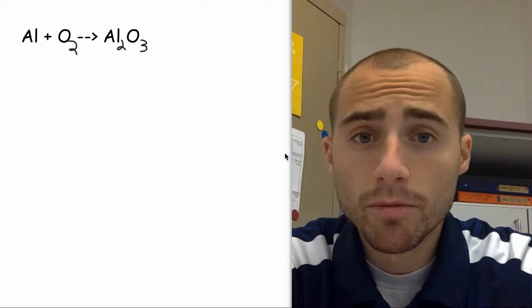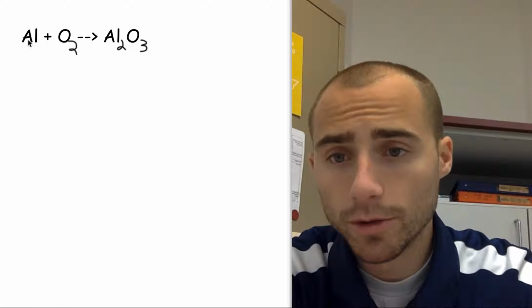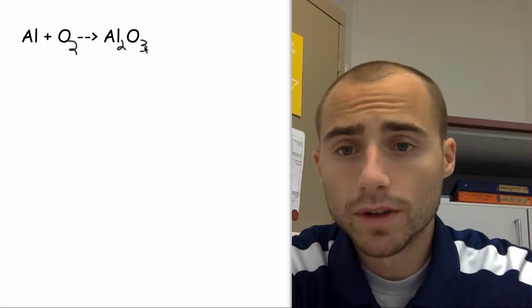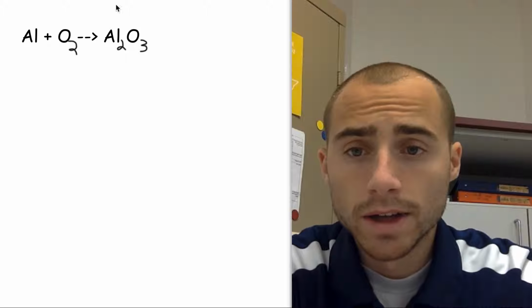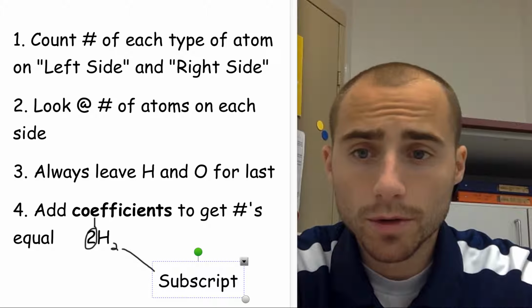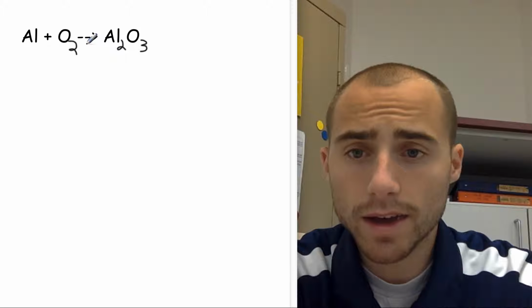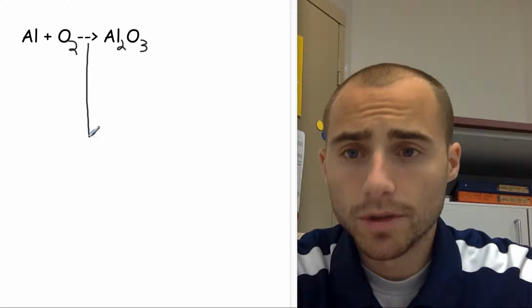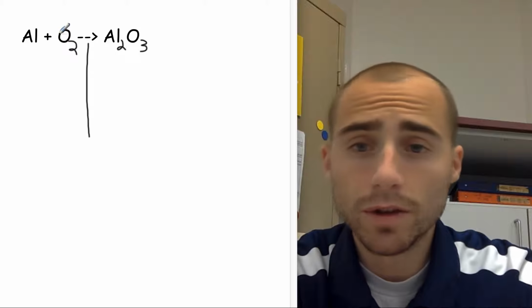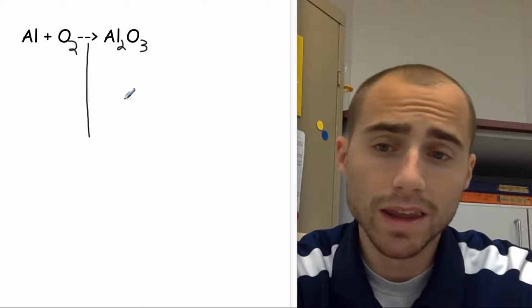Okay, this is practice problem number 1, balancing equations. We have aluminum plus oxygen produces aluminum oxide. Now, if you remember our rules, first we want to count the number of each type of element on the left side and right side. So I'll just draw a line down the middle here. That always helps me. So we only have 2 elements in this problem right here.